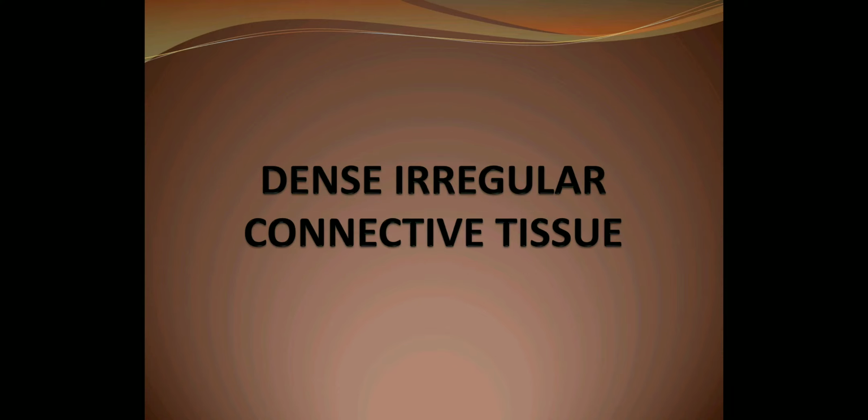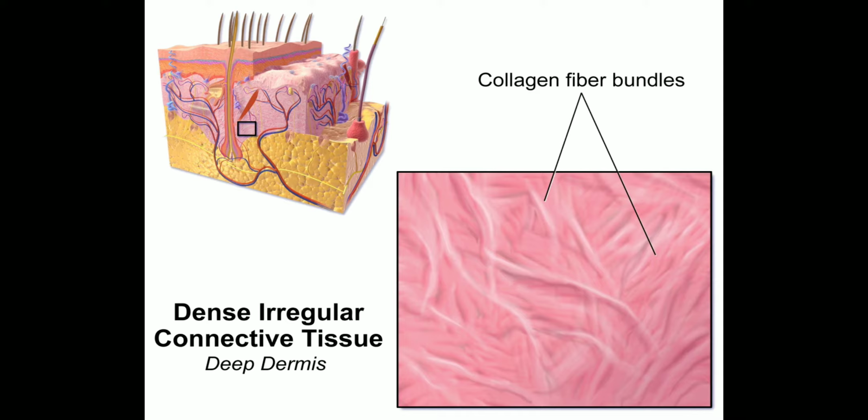Now the next one is dense irregular connective tissue. In this you will find fibers and fibroblasts are not arranged in an orderly manner. That means in regular it was arranged in an orderly manner, and here it is not arranged in an orderly manner. And the best example you will find here is the dermis of the skin.